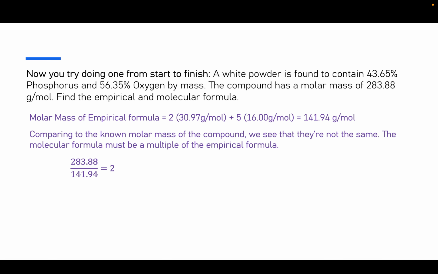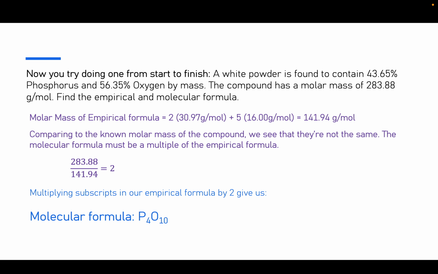Then we're going to compare our known molar mass to the molar mass of the empirical formula that we just found. And I just put the little math here. Our empirical formula, when we add everything up, comes to 141.94 grams per mole. And we can see that those are not the same. And when comparing, it's double. So we need to multiply our subscripts by 2 to give us P4O10. Did you get it? Very good.